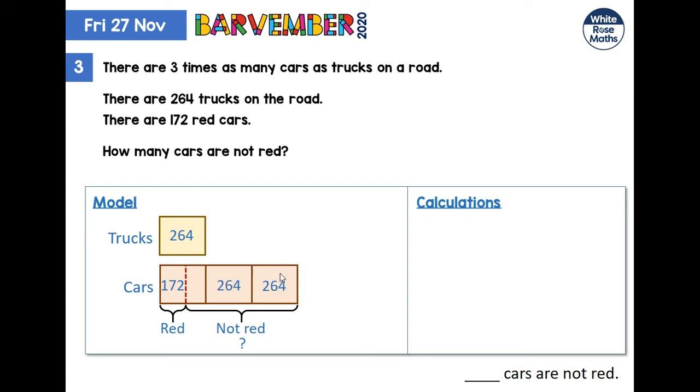Now we can see that our equal parts are all 264. We've got this bit that's red, and we've indicated the bit that is not red. So I'll let you follow through the maths. And if you've got any questions, speak to your teacher. Okay.